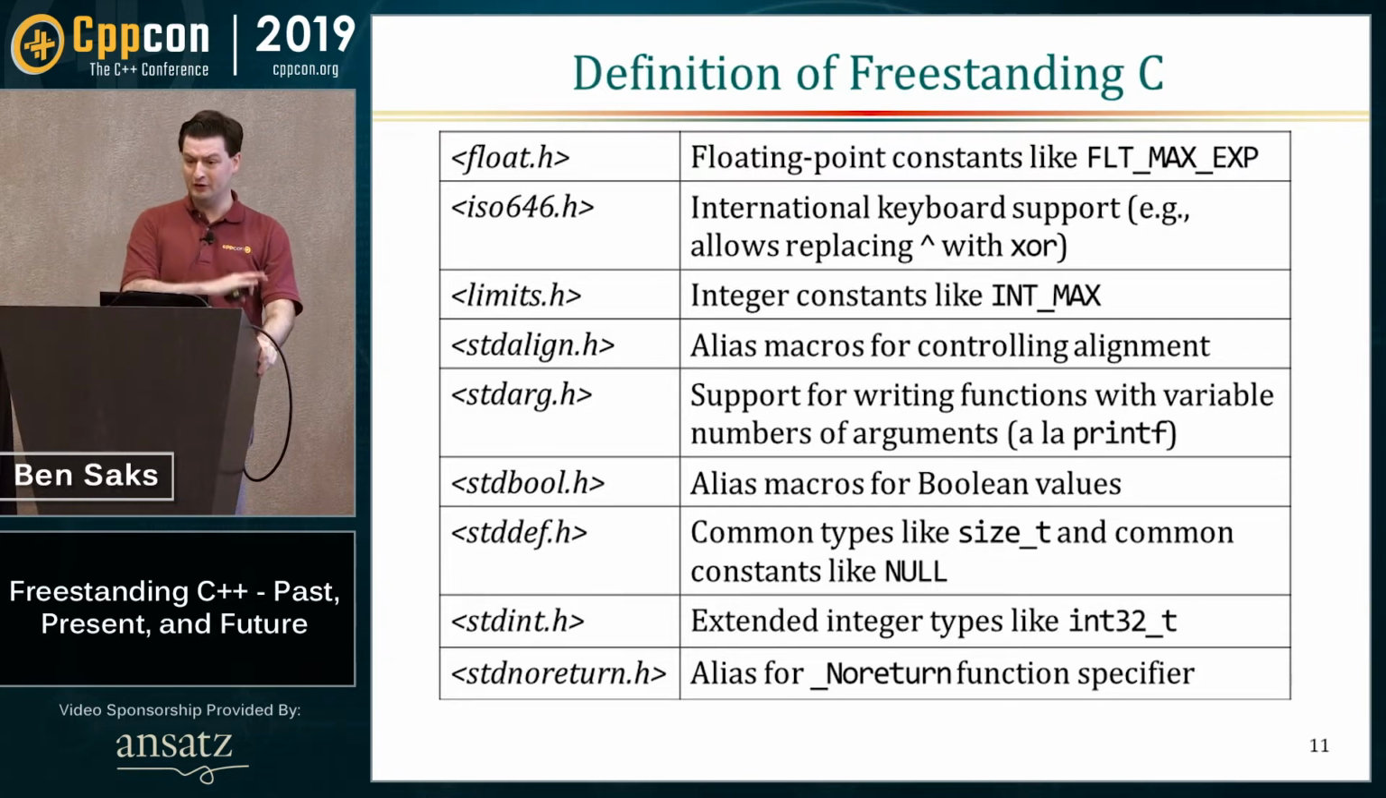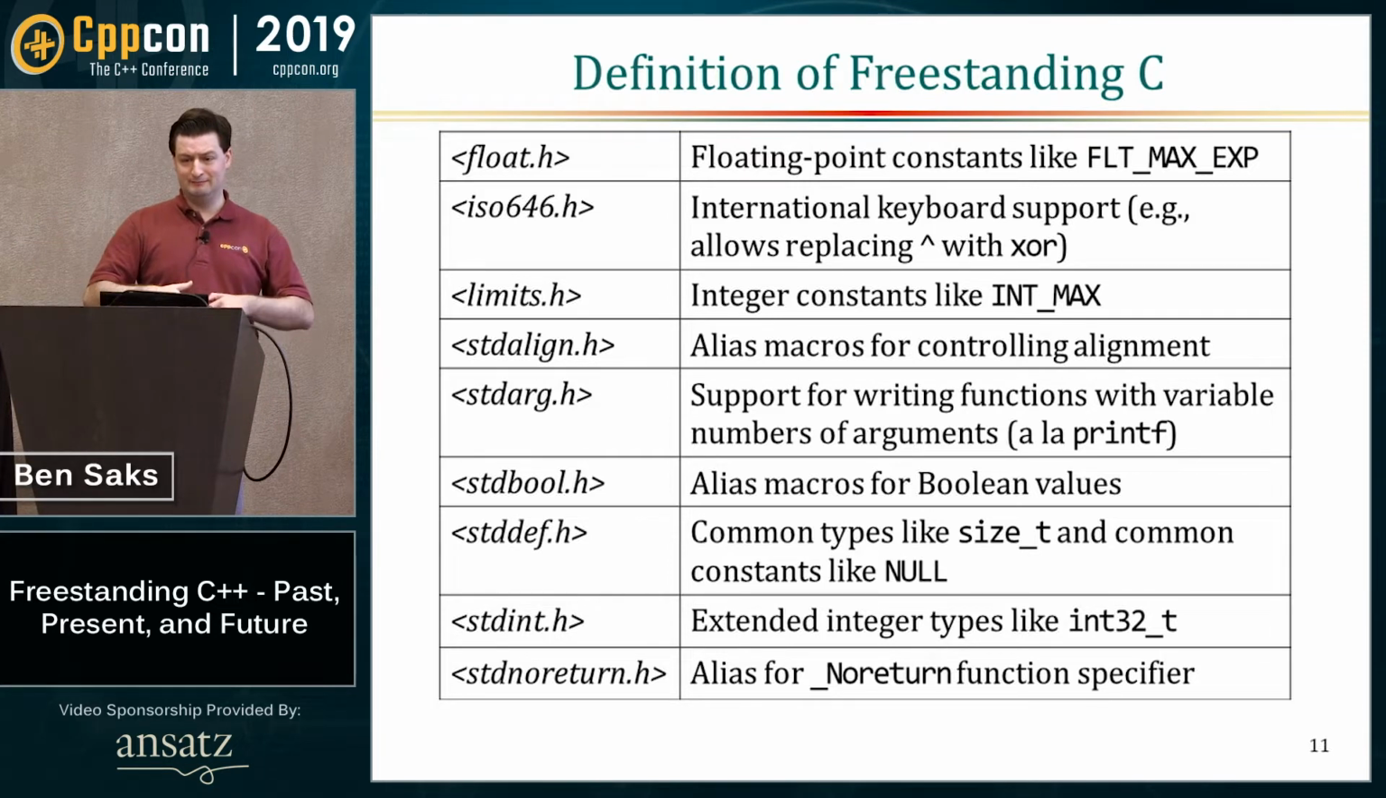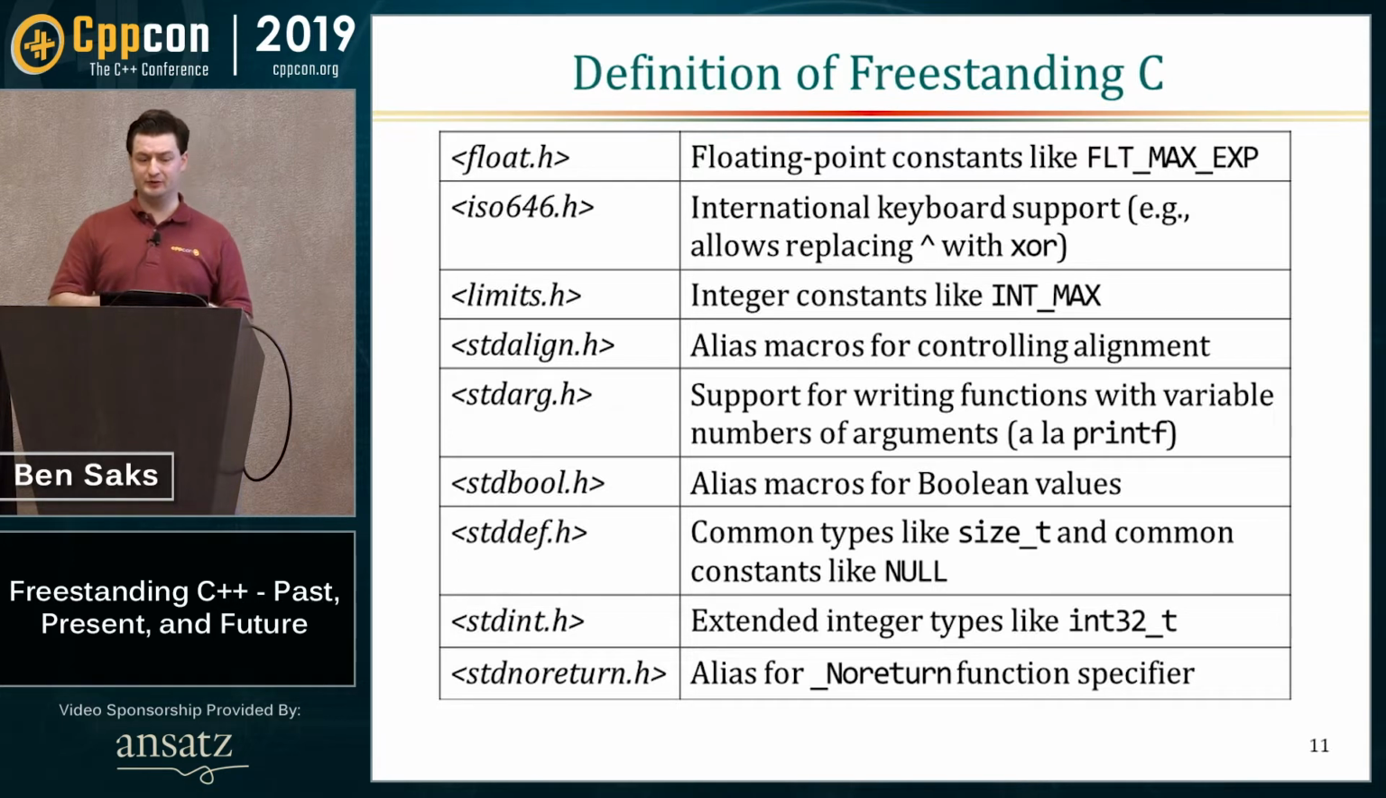And what I want you to notice looking at this list is that for the most part, although these are library facilities, they exist by and large to support core language features. So we have things like float.h and limits.h, which provide bounding constants that tell you the size of floats or the maximum value of an integer.